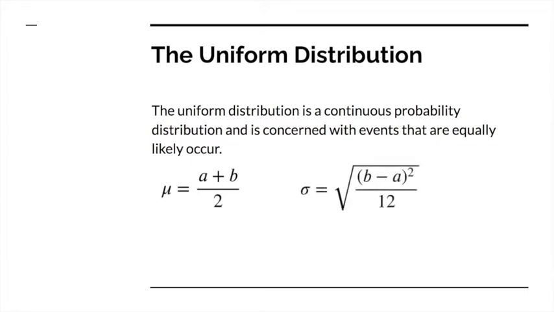Standard deviation is a little more complicated, but still not bad. You subtract B minus A, square that, divide it by 12, and then take the square root. That would be your standard deviation. When referring to the uniform distribution, we say that x is distributed as uniform, capital U, from A to B. All we need are the left and right endpoints. A is the lowest possible value for x, and B is the highest possible value for x. That's our notation for uniform.